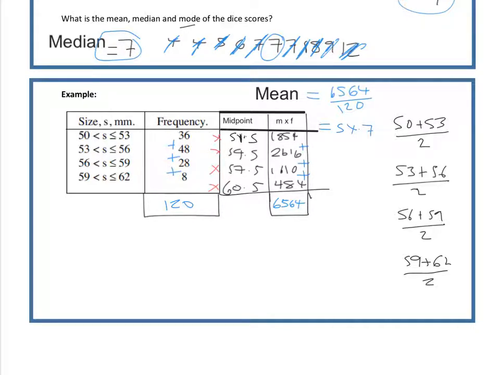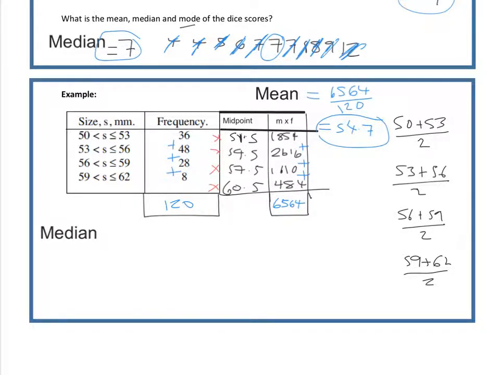Now, this is called an estimated mean. The reason it's called an estimated mean is because we've done some estimating. We don't know how large each leaf was in each class group, so we've estimated the size of each one. So we've said that all of the ones in this first group were 51.5, so we've used an average or a midpoint to help us estimate the mean.